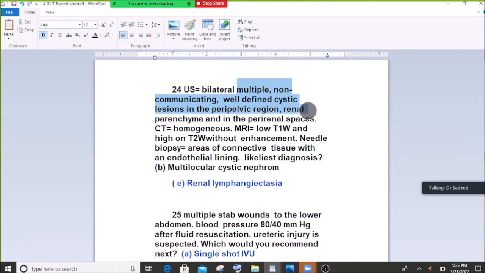But there are multiple well-defined cystic lesions, and the lesion is homogeneous and low on T1 and high on T2. Renal biopsy shows areas of connective tissue, so this links back to tuberous sclerosis.